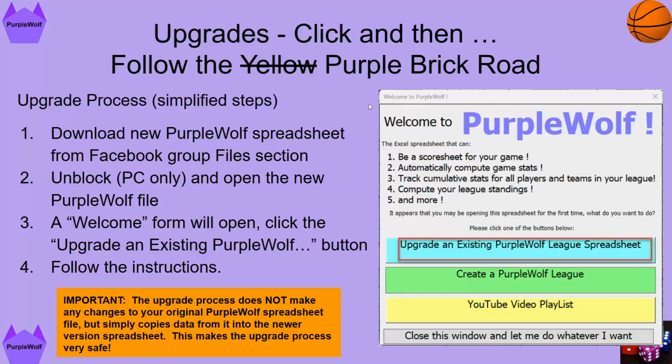When I release a new version of the PurpleWolf spreadsheet that maybe has some bug fixes or some new features, you would download the new one from the Facebook group, and you'll need to unblock it if you're on a PC, and then open up the new file, and you'll get this welcome screen that we saw earlier in the video. And you would then click this upgrade button here, and that would give you the directions of how to upgrade your current spreadsheet. But in general, what it does is copies your old stuff into the new spreadsheet.